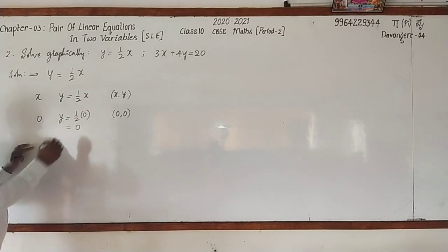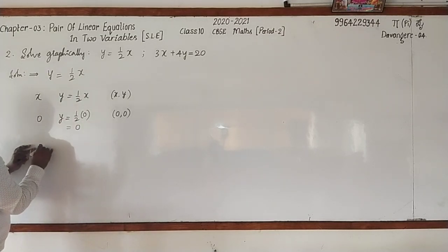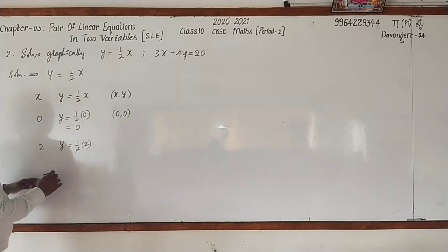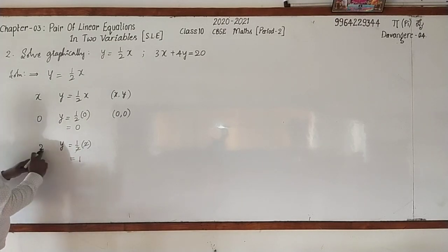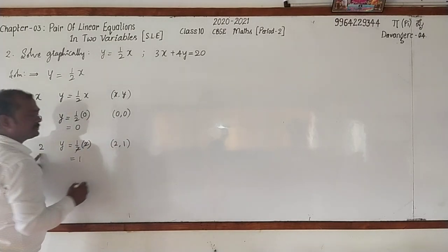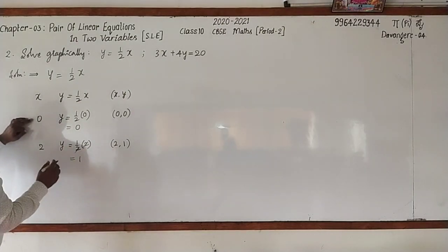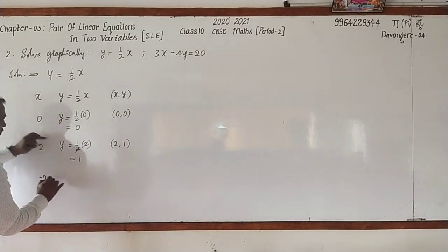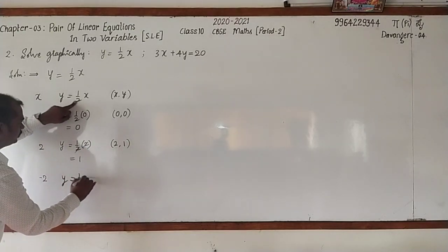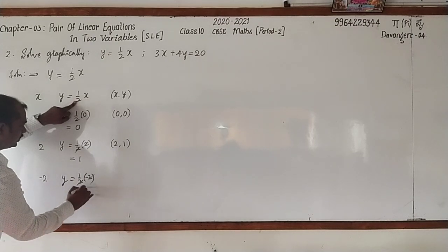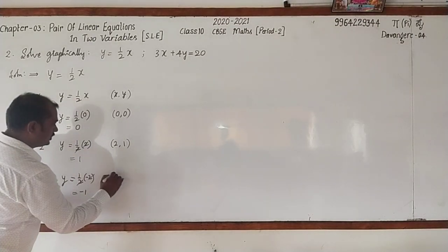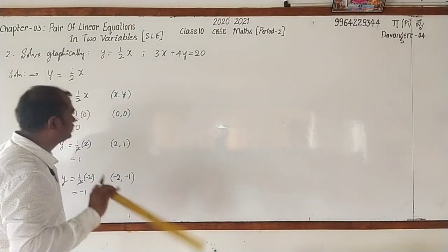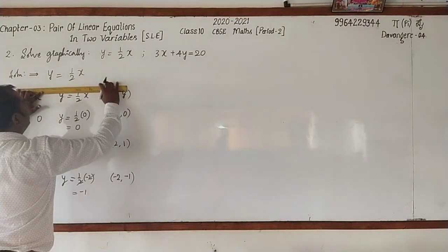To get the integers, we can go for taking 2. When x is 2, y equal to 1 by 2 into 2. 2 and 2 get cancelled. You will get 1. Now when x is 2, y is 1. Next, similarly, will you go for taking minus 2? Can be taken. It is minus 2, then y equal to 1 by 2 into minus 2. 2 and 2 get cancelled, minus 1. It is minus 2 comma minus 1. Understood? So let me draw the table.